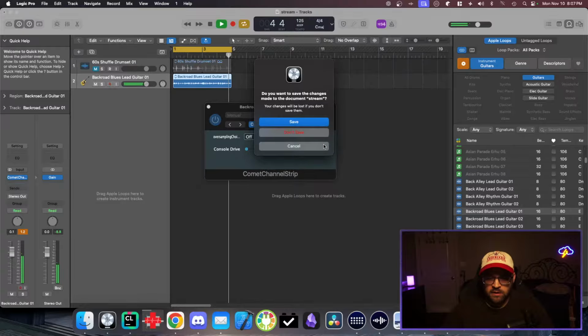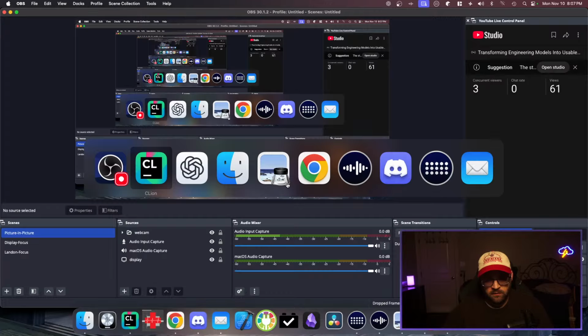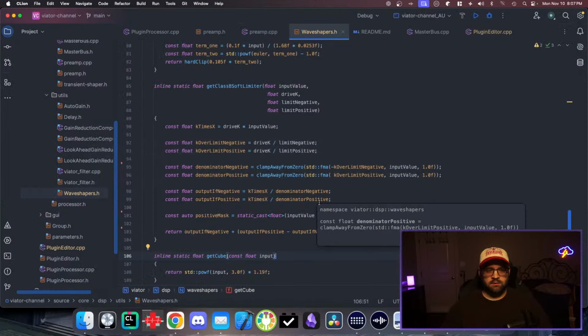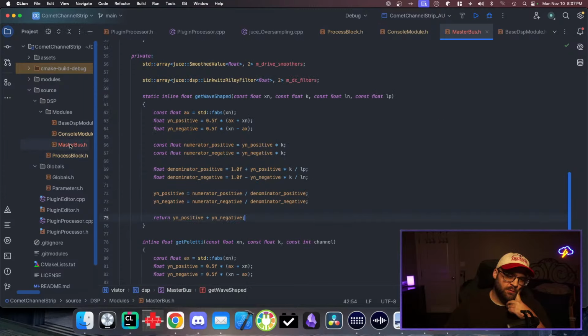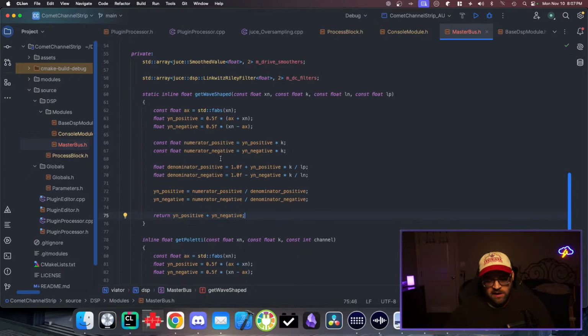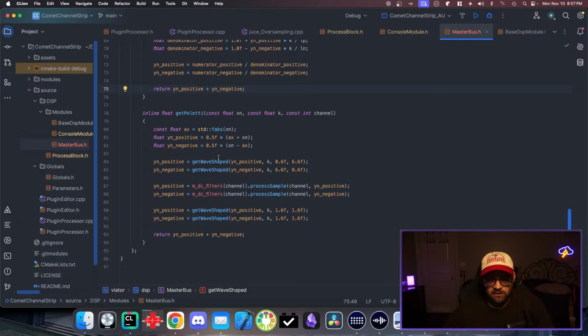What I kind of wanted to do was use this for this master bus module. And I think that's way too much distortion. So, one more thing we could do is we can make it more subtle by adding in a mix.